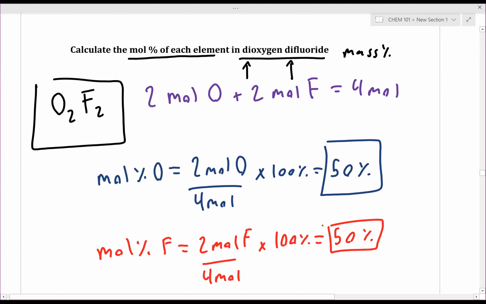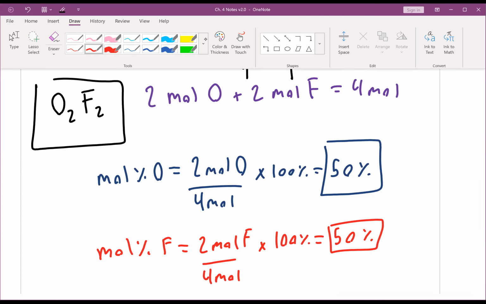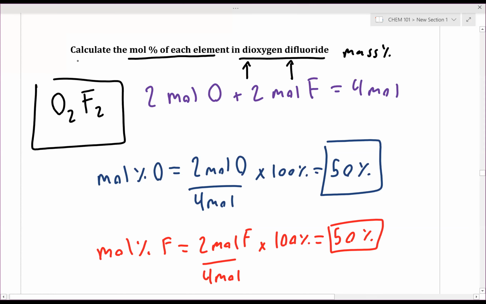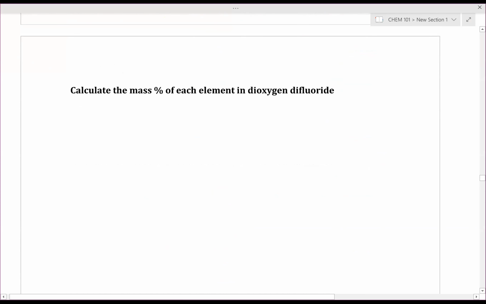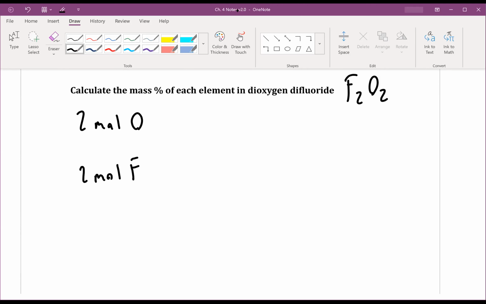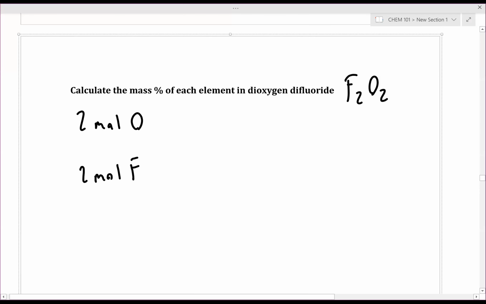Perfect. Now, I asked you to calculate the mass percent, and I've set up these problem sheets in a way that we can calculate the mass percent on a separate sheet. Is everyone comfortable with the mole percentage calculation so far? Okay, so let's move on to mass percent now. So we've previously established this is F2O2. We have 2 moles of oxygen, and we have 2 moles of fluorine. Let's now get to work and figure out the masses.